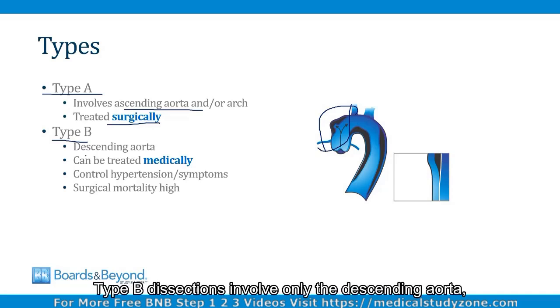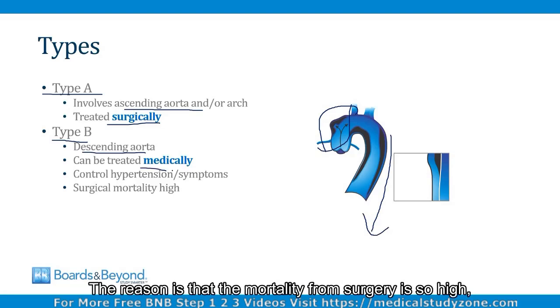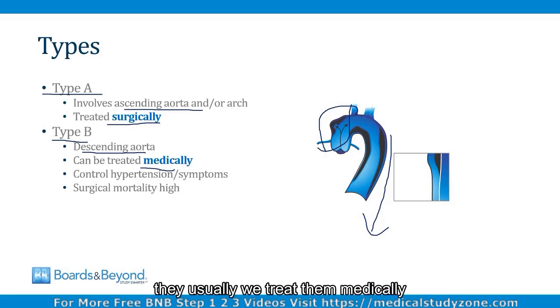Type B dissections involve only the descending aorta, so that would be anything from here on down. And these are usually treated medically. The reason is that the mortality from surgery is so high that usually we treat them medically with blood pressure medicines and medicines to control symptoms, and then we let the dissection heal over time.